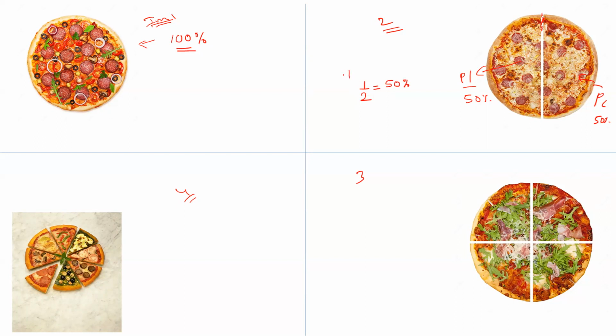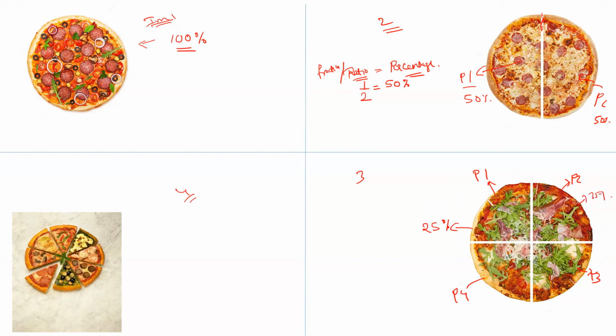Are you getting the point? 1 by 2 is your ratio, or fraction, and the value of this fraction is 50%. Similarly, when we divide this pizza into four equal parts, let's say this is part 1, this is part 2, this is part 3, this is part 4, then each part will be how much? Each part will be 25%.